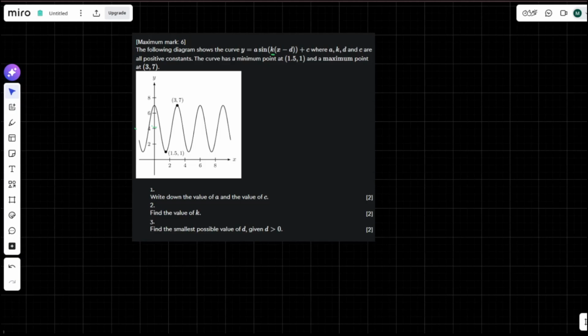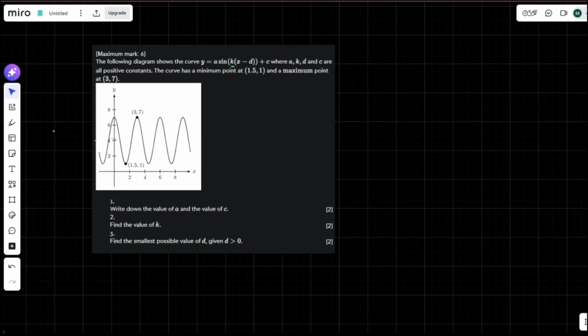So I think this is going to be helpful regardless of which course you're taking, and we can just take a look at this first problem. It says the following diagram shows a curve y equals a sine brackets kx minus d plus c, where a, k, d, and c are all positive constants. The curve has a minimum point at (1, 1) and a maximum point at (3, 7). And then we're asked to write down the value of a and the value of k.